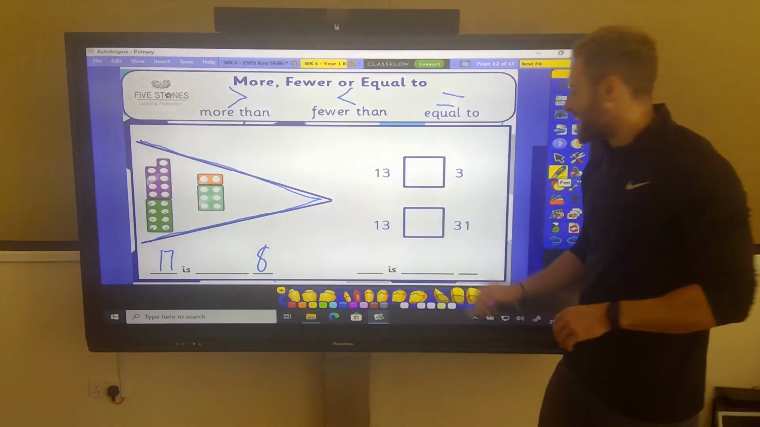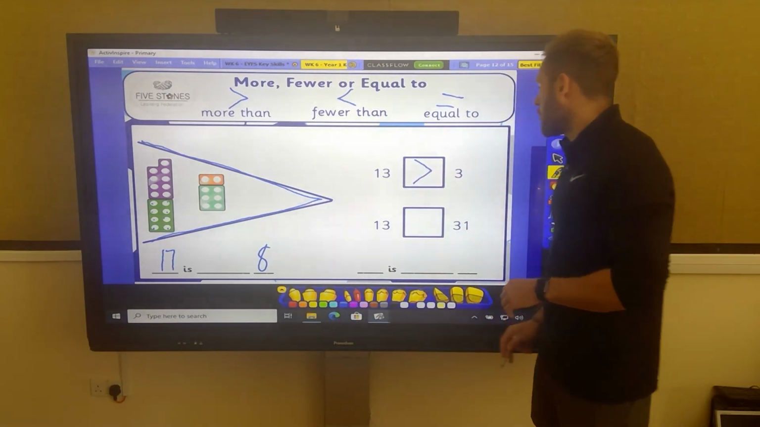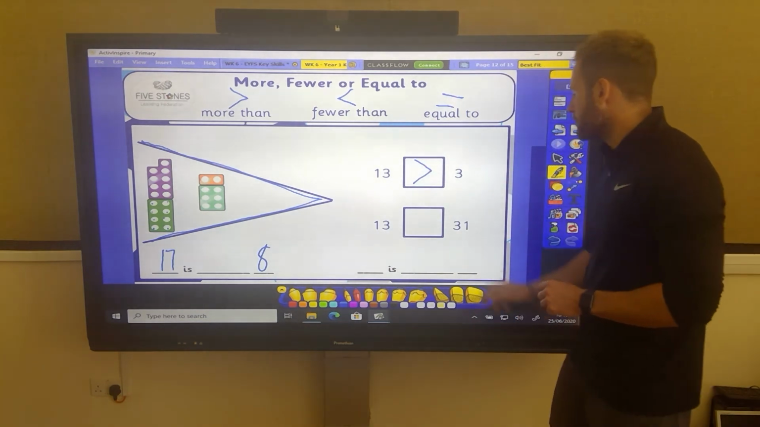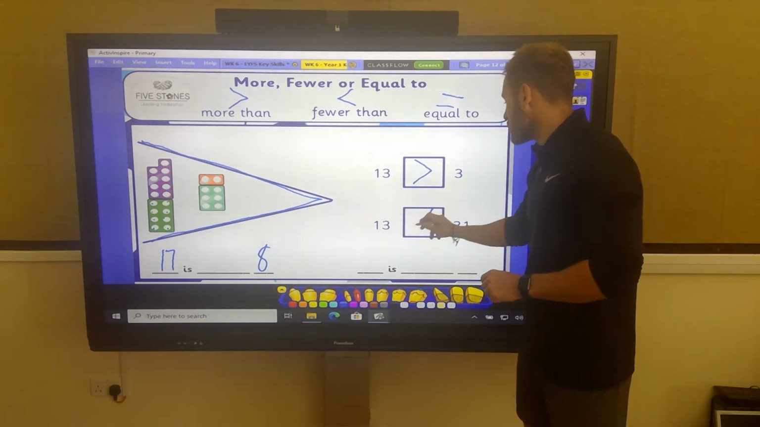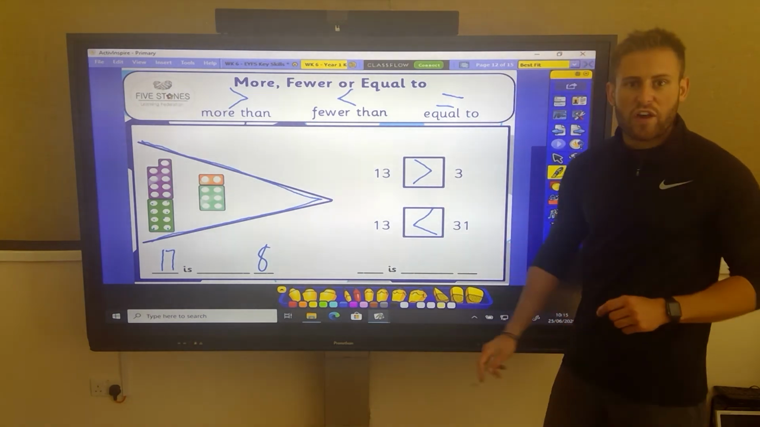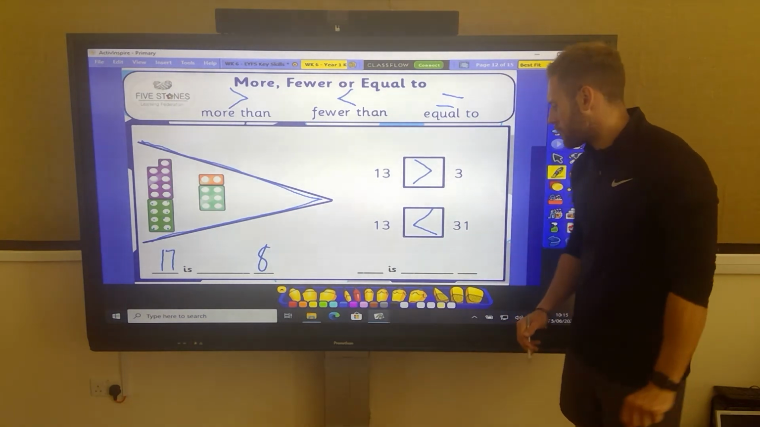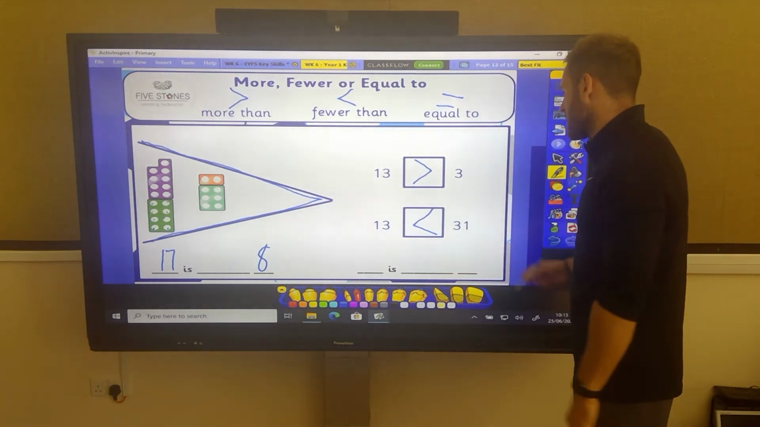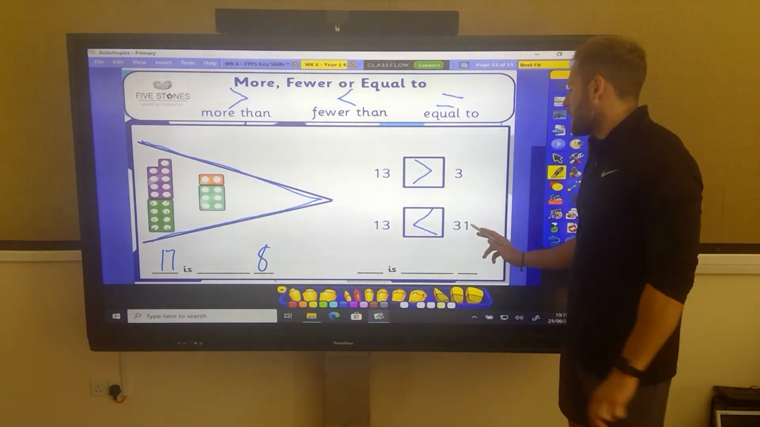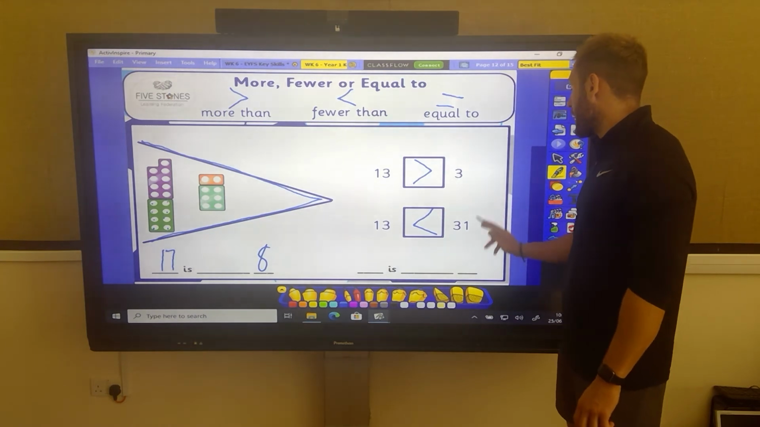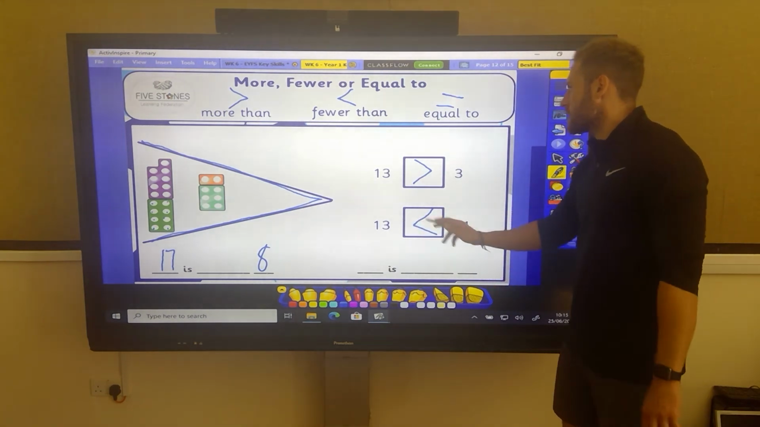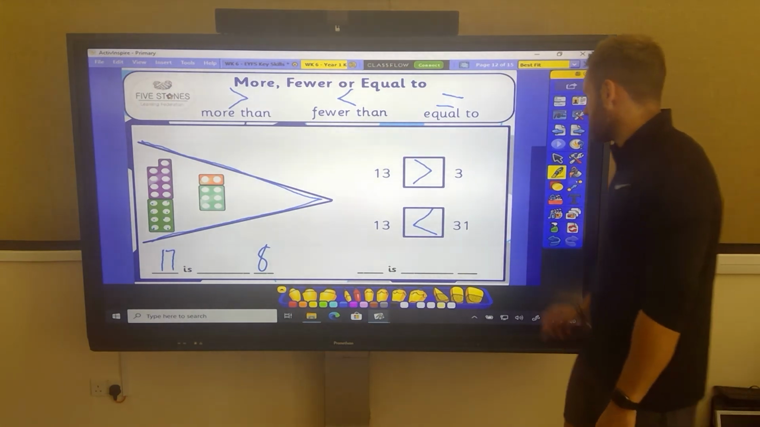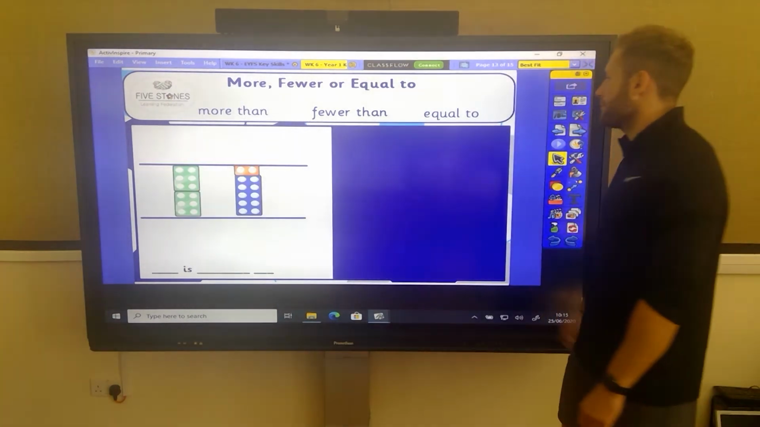Right, so 13 is certainly more than 3. We can fit more in that part of our symbol. However, 13 is actually less than 31. 31 is such a big number, isn't it? 31 children in the class, that would be a huge class. 13 is fewer than 31. Couldn't get my words out there. Got to be careful. Make sure I take my time.